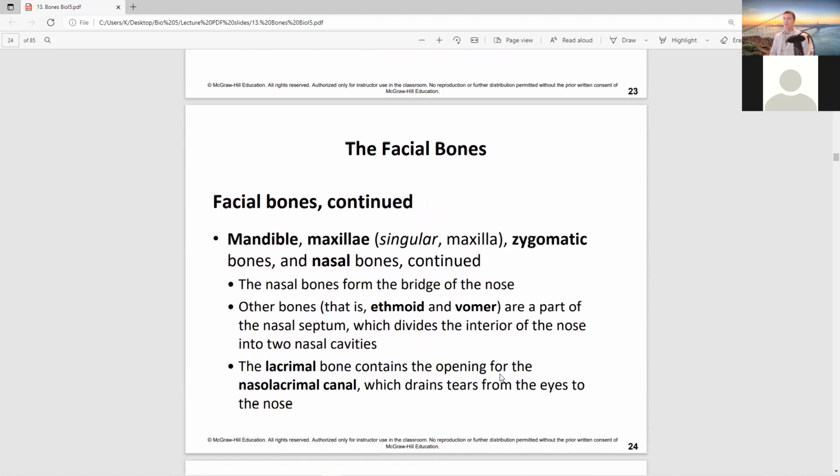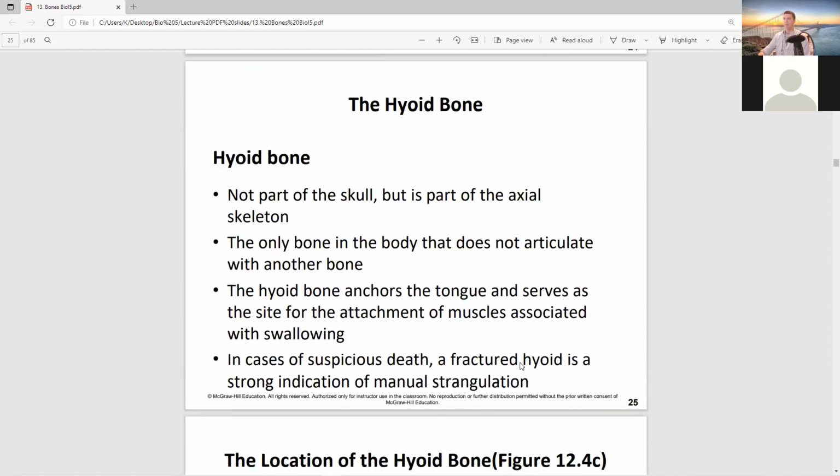So mandible, maxillae, zygomatic bones, and nasal bones, continued. The nasal bones form the bridge of the nose. Other bones, that is ethmoid and vomer, are part of the nasal septum, which divides the interior of the nose into 2 nasal cavities. The lacrimal bone contains the opening for the nasolacrimal canal, which drains tears from the eyes to the nose.